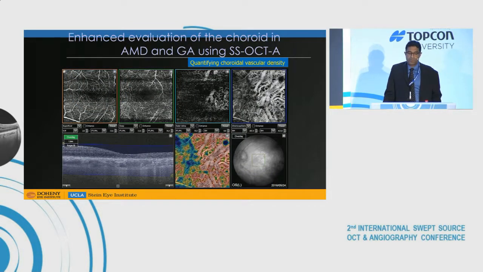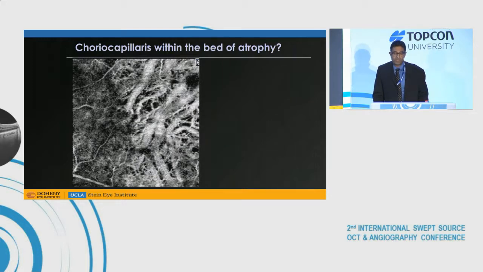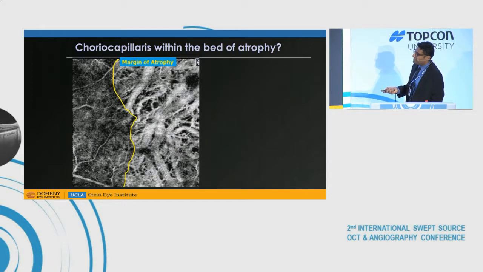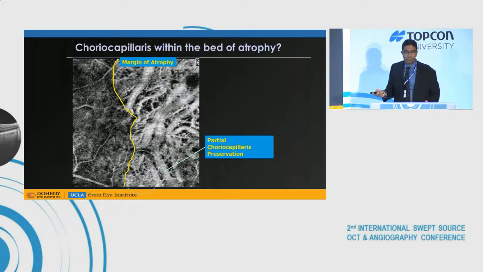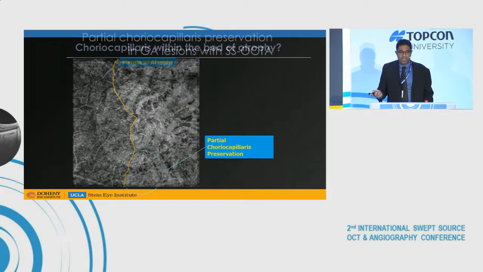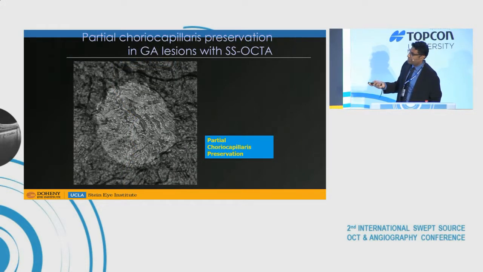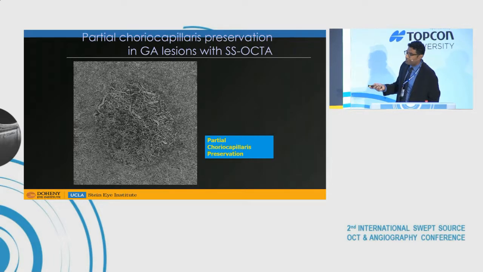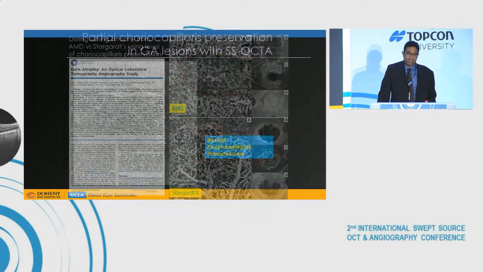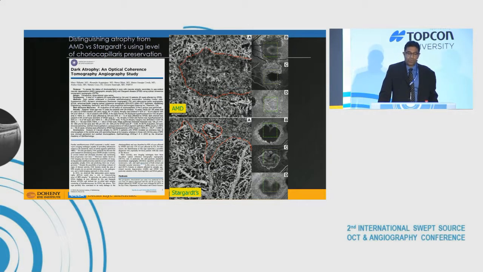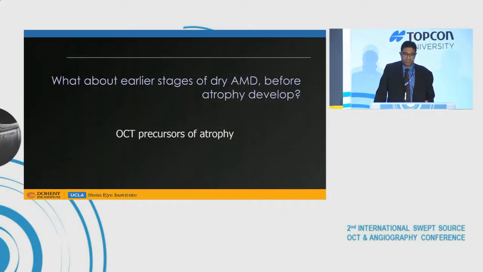But in addition, what we're observing in these areas of atrophy associated with GA is that even within the bed of atrophy, we can identify areas of partial preservation of the choriocapillaris. And they may be important. It's that case I showed earlier, but now you can see the OCT-A image. Again, you can see some patchy areas of choriocapillaris preservation. And Giovanni Staurenghi has pointed out that perhaps this could be useful in distinguishing the origin of atrophy, as you often see areas of preservation in GA eyes associated with AMD, as opposed to atrophy in other disorders like Stargardt's.